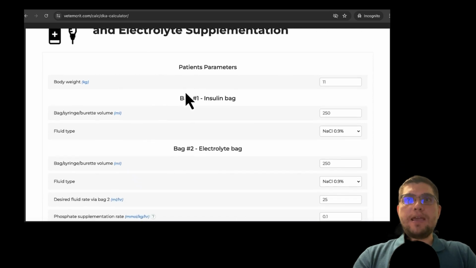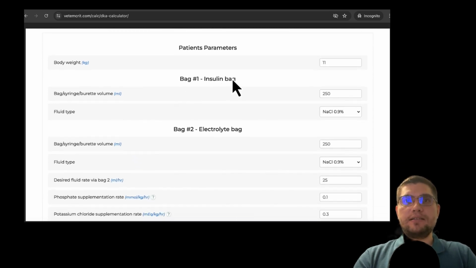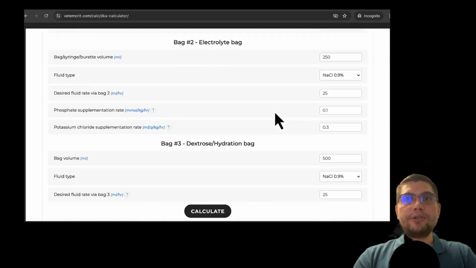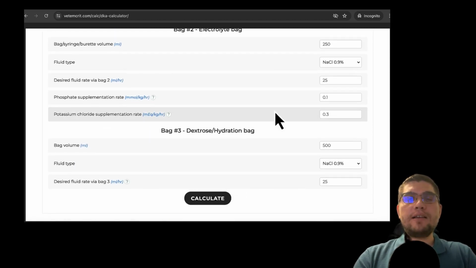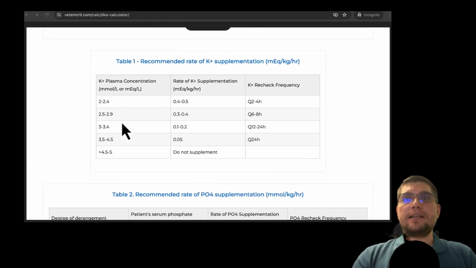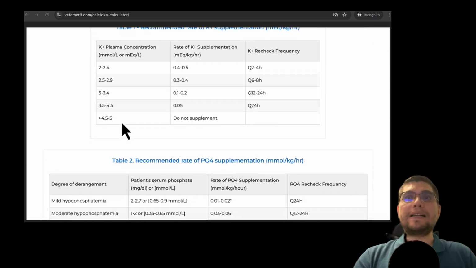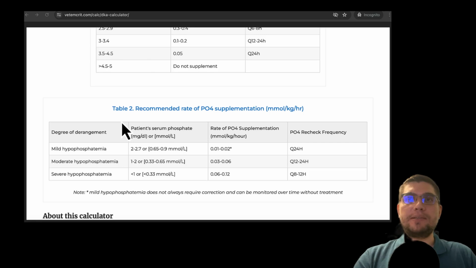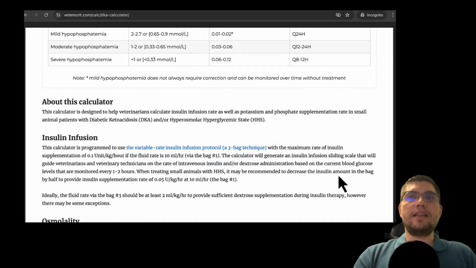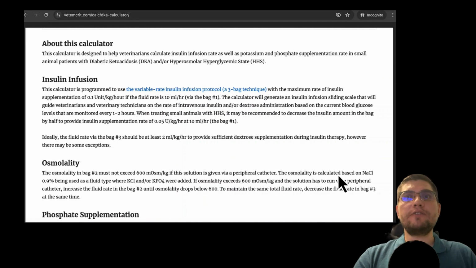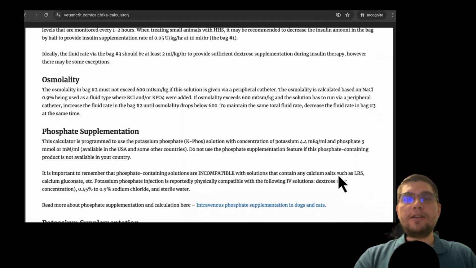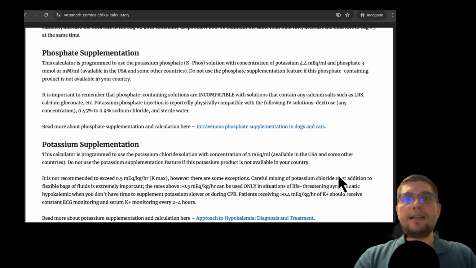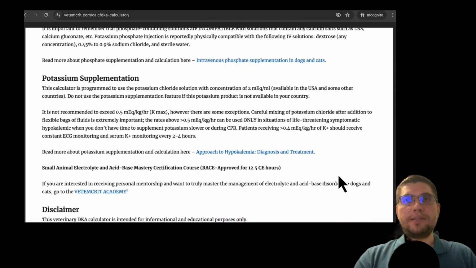The calculator page consists of three sections. In the top section, you can enter your patient's parameters and choose desired fluid composition and fluid rates, which we'll talk about in more detail in a moment. The middle section contains two tables that will guide your potassium and phosphorus supplementation. And finally, the bottom section contains essential information about the calculator itself, insulin infusion, osmolality, phosphate, and potassium supplementation.